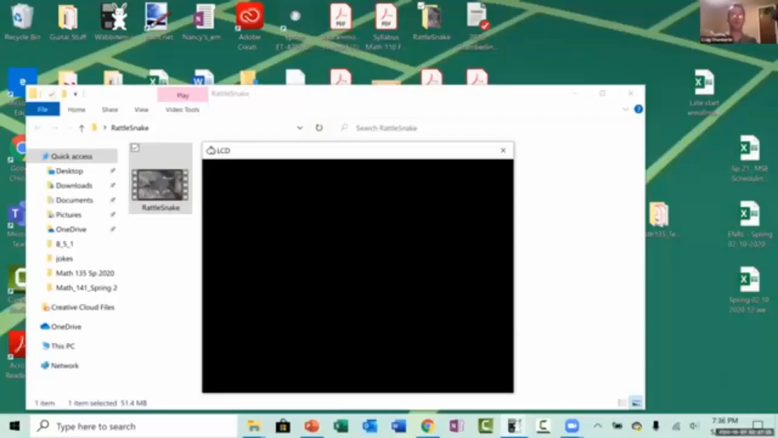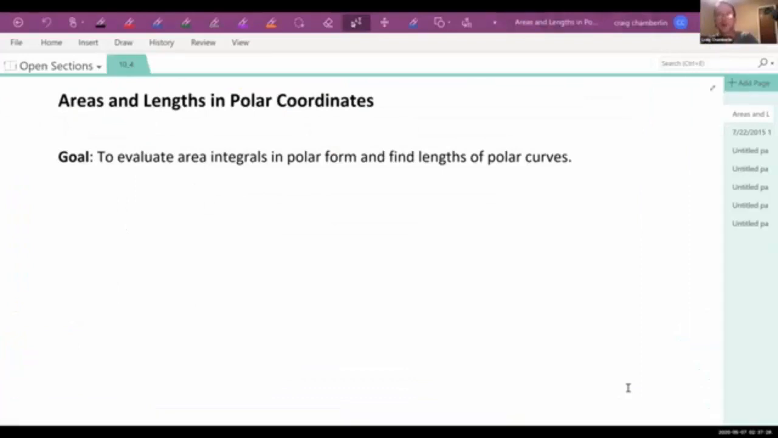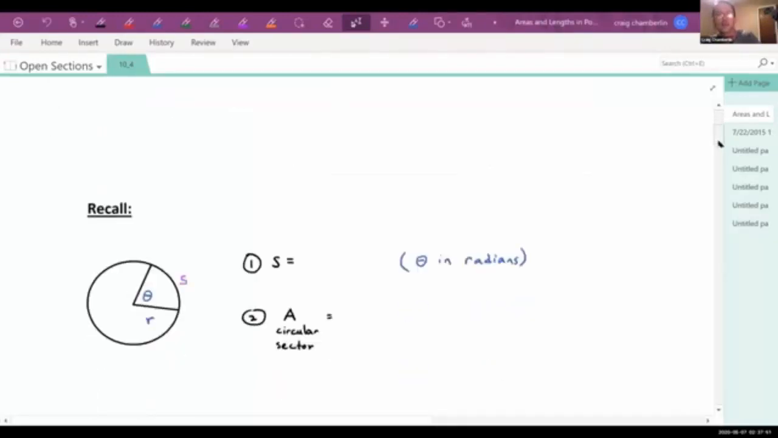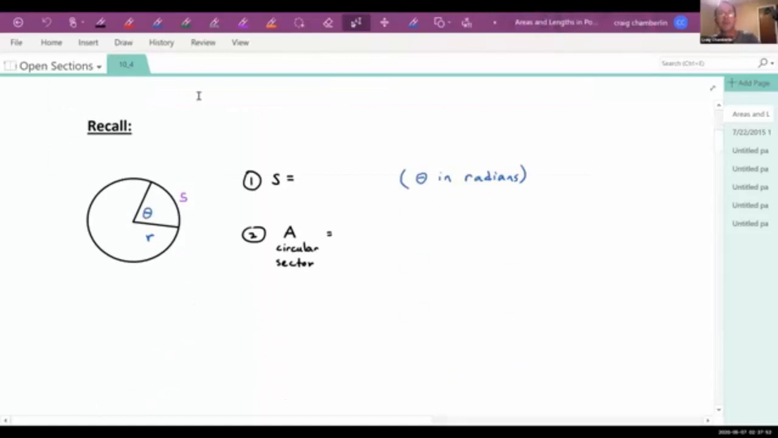Okay, here we go. So we're talking in 10.4 about areas and lengths in polar coordinates. The goal is to evaluate area integrals in polar form and to find lengths of polar curves. So let's get started on that. Here we go. I have to remind you of a couple of things in order to do that.